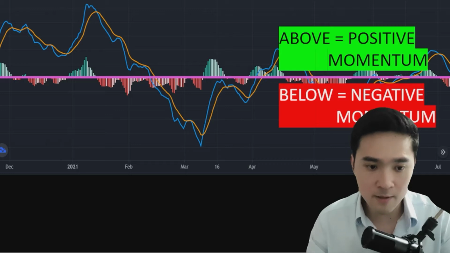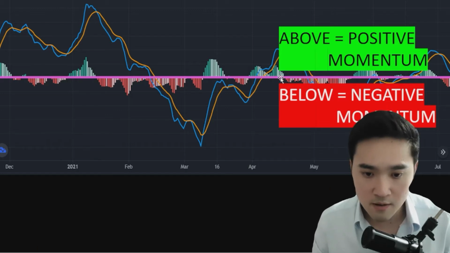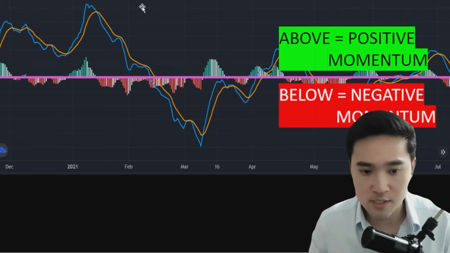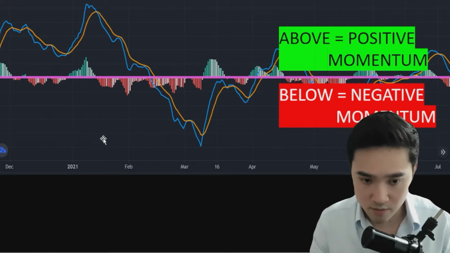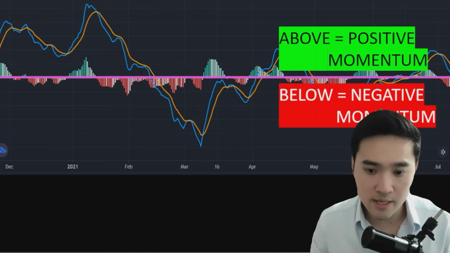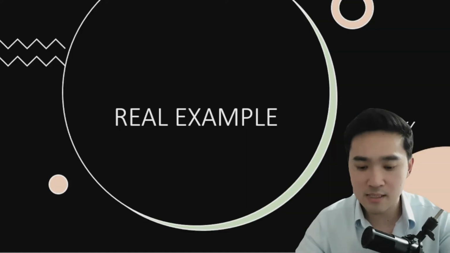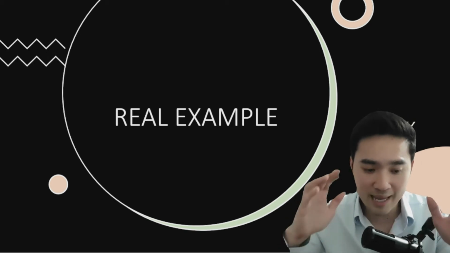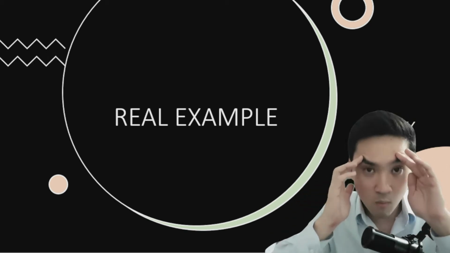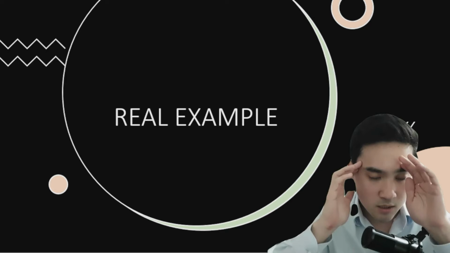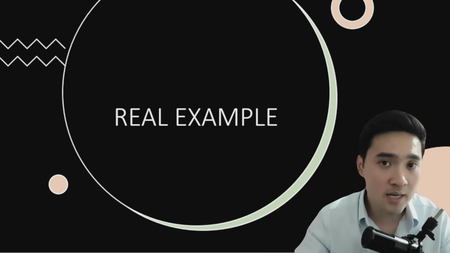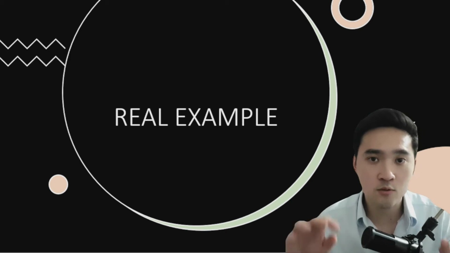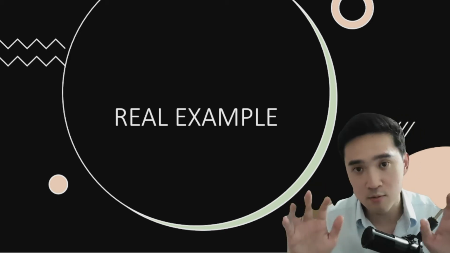To simplify it, whenever it is above 0, it is considered as still a positive momentum. When it is below 0, which is the pink line, it is considered as negative momentum. So now let's take a look at some real examples so that we can really understand what is going on. If you guys are not 100% sure what is going on, you can just rewind the video and rewatch it to get the basics right.